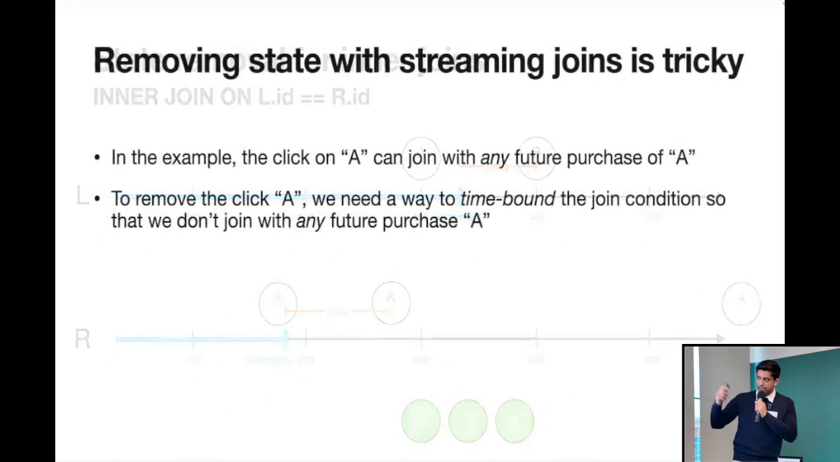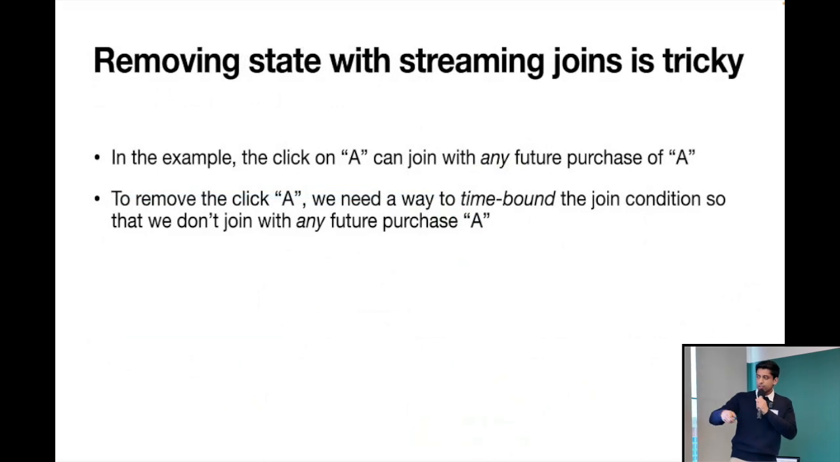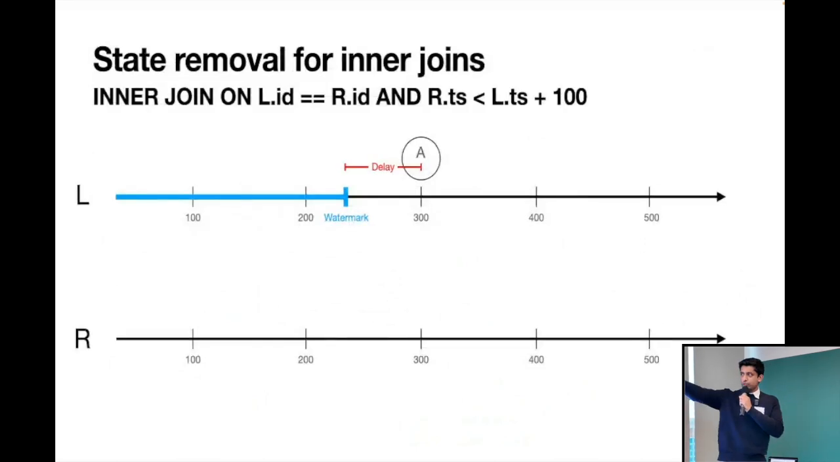We need to limit that somehow. So if we had a click, for example, A on the left, it can join with any future purchase of A on the right. So we need to time-bound the join so that the top A does not join with just any A on the right. At some point, we're like, okay, you've been around too long. See ya. So let's do that. We now introduce a time condition. Okay. And you can take just a moment to orient yourself and see what this means.